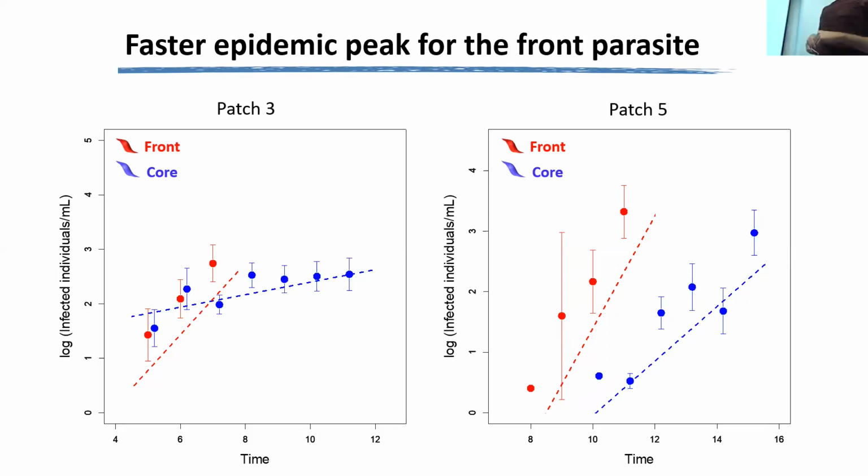Because here I'm just showing, okay, this is what we observe. Again, can we explain that? What is driving this? It seems that the front is faster and produces the epidemic peak faster as well. But why? What's going on? Well, what we did is, again, some evolution assays to understand what's going on.